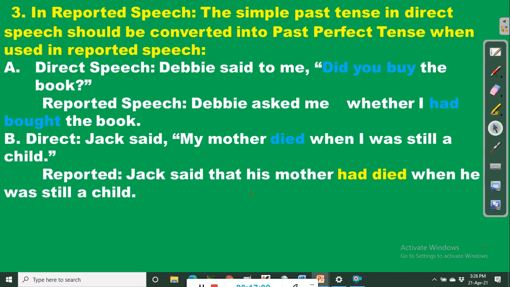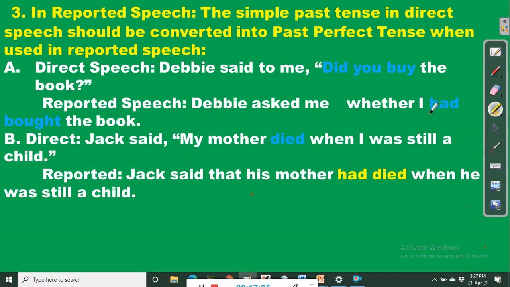Now let's look at example. All right, now example A, the direct speech here. Debbie said to me, "Did you buy the book?" Look, consider Debbie's direct words. Did you buy the book? She used the simple past here. Did you? She is referring to something that happened in the past. All right. So when we change this to reported speech, what do we have? Debbie asked me whether I had bought the book.